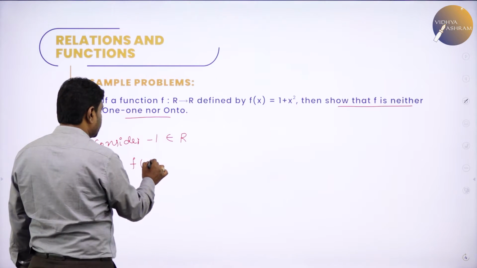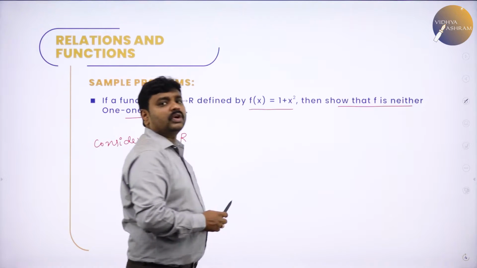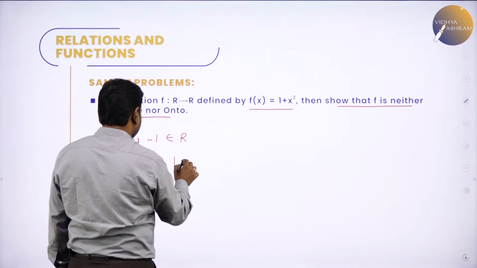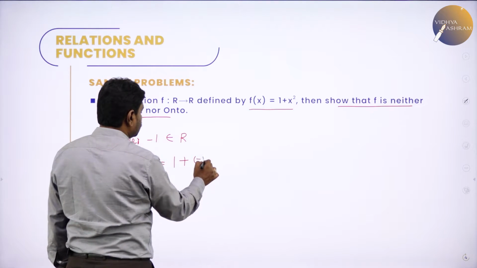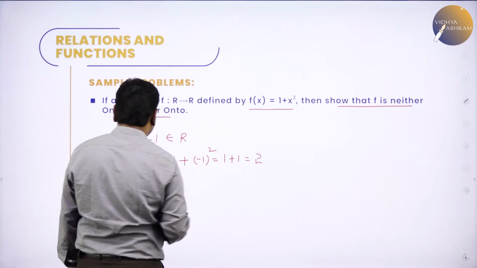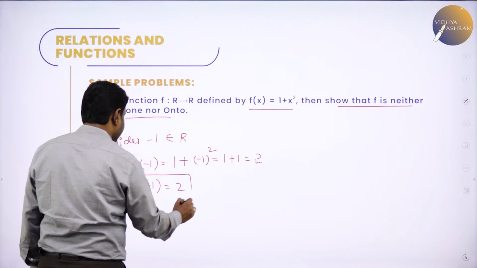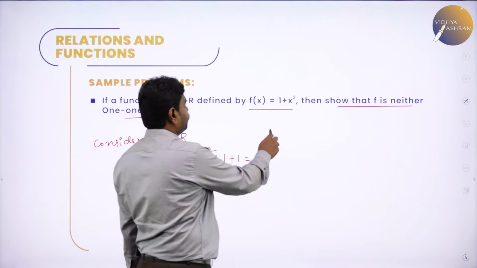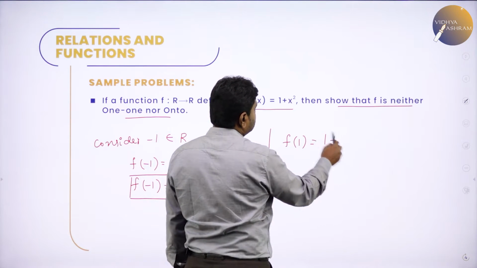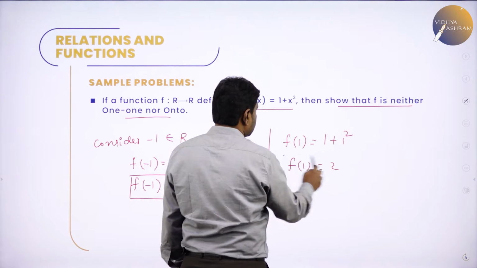F of minus 1. How to find F of minus 1? See, what is F of X? F of X is 1 plus X square. F of minus 1 means in the place of X put minus 1. 1 plus minus 1 the whole square. It will become 1 plus 1. 1 plus 1 is what? 2. Now we got F of minus 1 is 2. Now I will find F of 1. F of 1, image of 1, that will be 1 plus, in the place of X put 1, 1 square, that is 2. F of 1 is also 2.